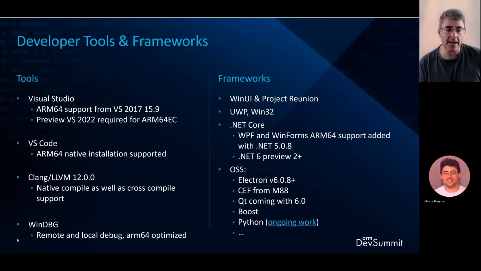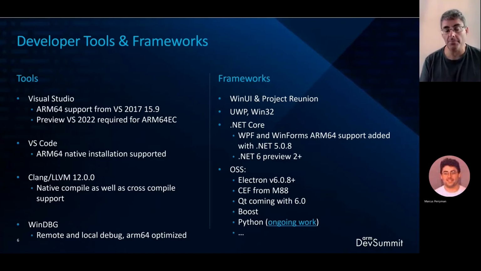But our applications don't stand alone, and frameworks are important as well. And we need to make sure that if we're porting our application to support Windows on ARM, the framework is available with ARM64 support as well. And the good news is that the majority of frameworks that we use today are available. So WinUI and Project Reunion, looking forward, that's our new frameworks coming from Microsoft, will have ARM64 support out of the box.